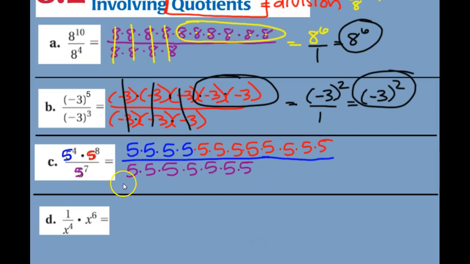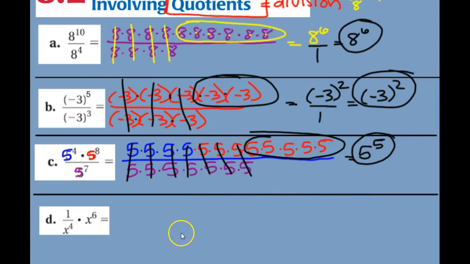And we know 5 divided by 5 is just 1. So this is really 1 times 1 times 1 times 1 times 1 times 1 times 1. So we really have how many 5's left over? 1, 2, 3, 4, 5. So we have 5 to the power of 5. Again, if you want to put it over 1, you can, but there's nothing on the denominator left over, so our answer is 5 to the power of 5.